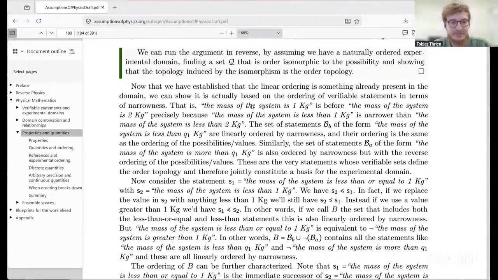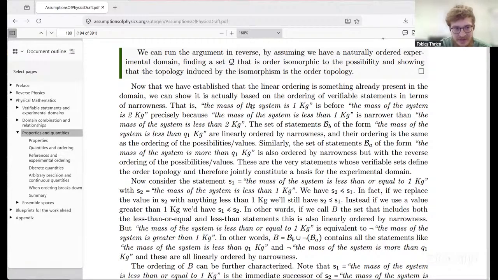experimental domain. Okay, now consider the statement S1: the mass of the system is less than or equal to 1 kilogram. With S2, the mass of the system is less than 1 kilogram, we have that S2 is narrower than S1 because we excluded the equality. In fact, if we replace the value in S2 with anything less than 1 kilogram, we'll still have that it's narrower than S1.